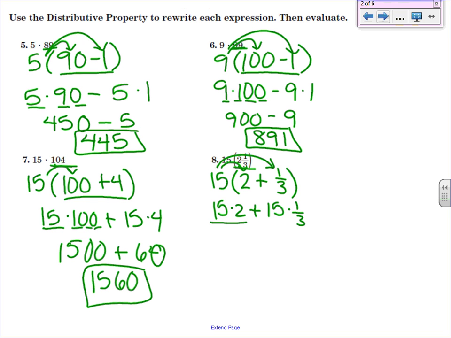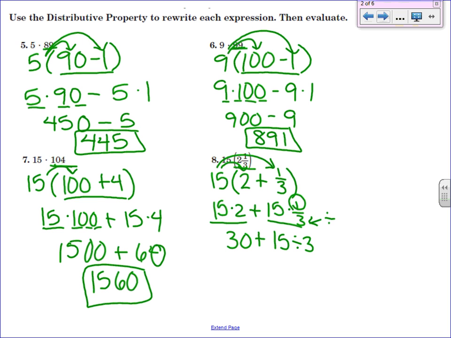Well, 15 times 2, I know that right off the bat. That's 30. And then 15 times 1/3. Whenever you see a fraction where the numerator, that top number, is 1, being multiplied, what it really means is that you're dividing by the bottom number, the denominator. So if I'm taking 15 times 1/3, then that's the same thing as 15 divided by 3.